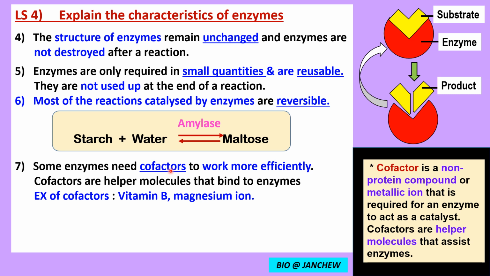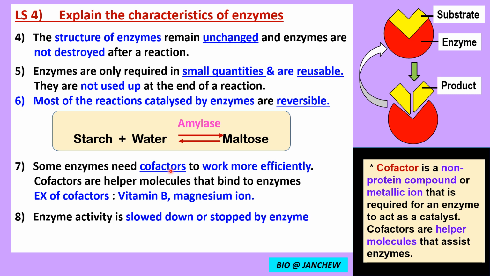So these are the good guys, right? Now the bad guys are called inhibitors. Enzyme activity is slowed down or stopped by enzyme inhibitors. Examples are heavy metals like lead or mercury. If a person has a high level of lead or mercury in the body due to exposure to these substances, then his enzymatic activities can be slowed down. The enzymatic reactions in the cell will be slowed down.